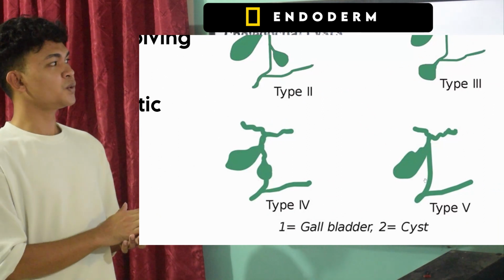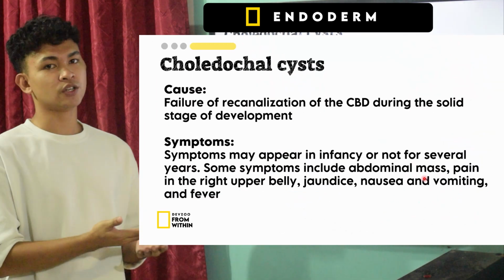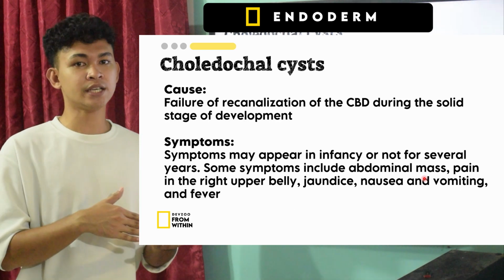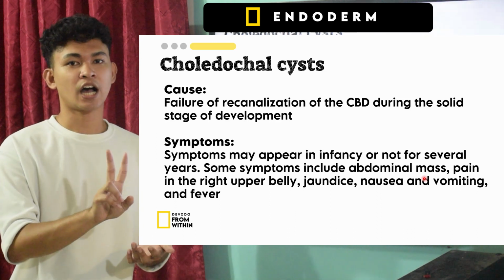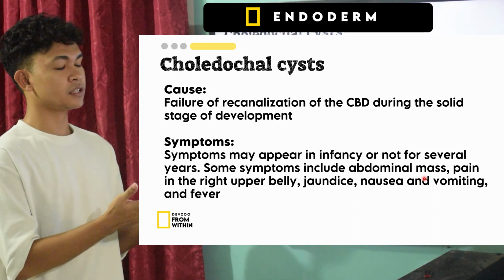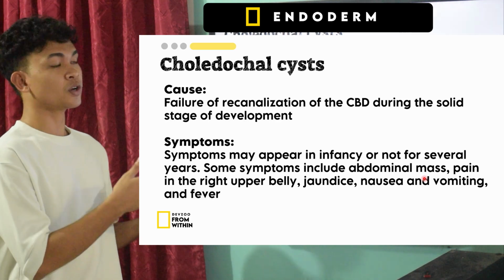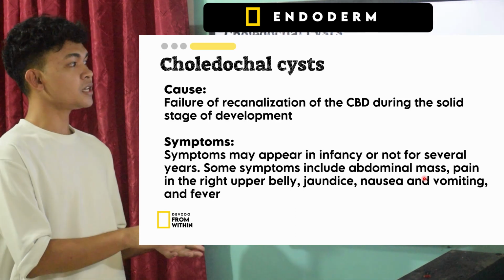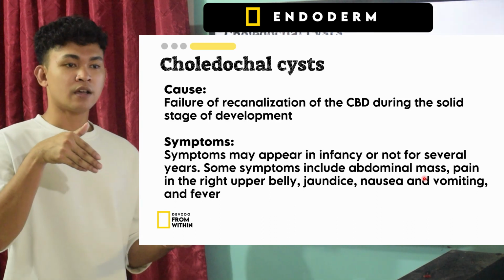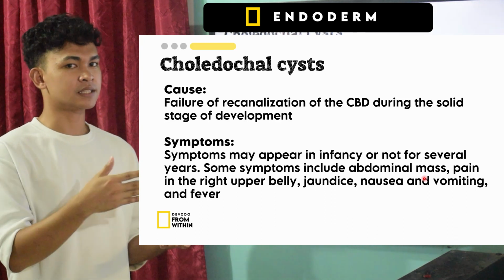So next. So what is the cause of choledochal cyst? It's a failure of recanalization of the CBD during the solid stage of development. As I mentioned earlier, the pancreas has two ducts, the dorsal and the ventral duct. During the fusion at the early stage of development, the bile duct is at the solid stage. So recanalization is important because it is the process where the pathway develops. So doon sa pathway na yun dadaan yung mga bile and pancreatic enzyme.